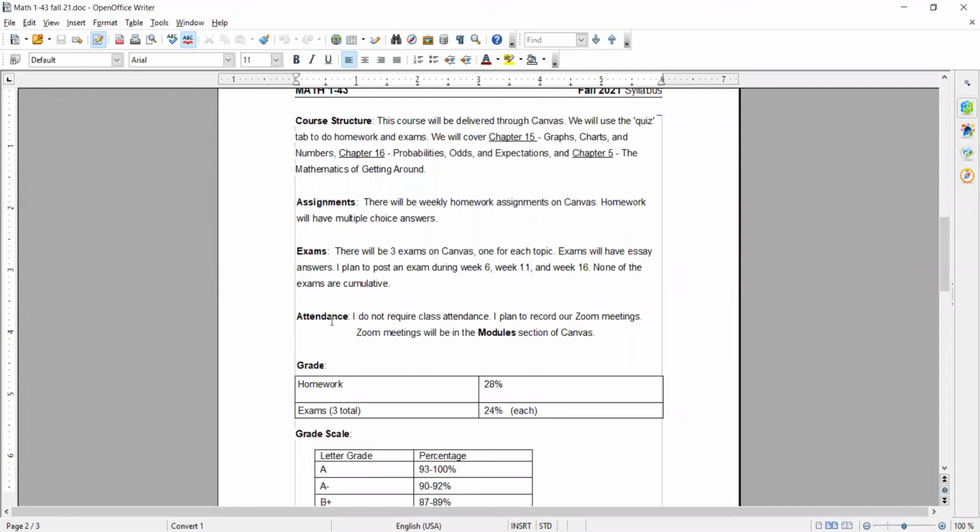So for class, attendance is not part of your grade. I do think it helps keep up with material if you can be at each meeting, but I don't make it a requirement. I do record our meetings. If anyone's at a meeting and sees that I've forgotten to record, just remind me, it happens. But I should be able to record meetings and post them to Canvas in the modules.